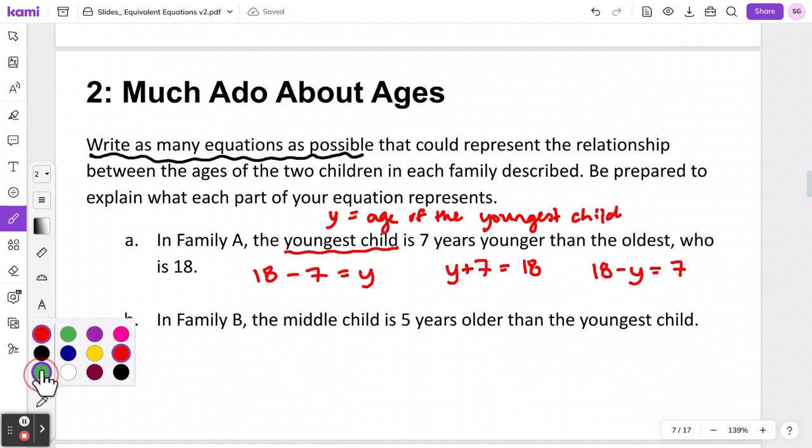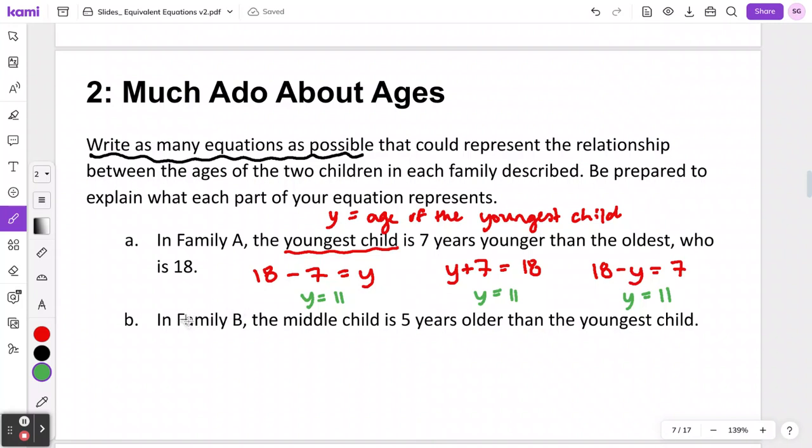If you were unsure about your equation, you could use the fact that they all should have the same solution. If I solve this first equation, it gives me y is 11. If I solve the second equation, it gives me y is 11. And if I solve the third equation, it gives me, you guessed it, y equals 11. Anytime you're working with equivalent equations, if you're unsure, which a lot of us are when we start this, you can use a solution to help you know that they are indeed equivalent.